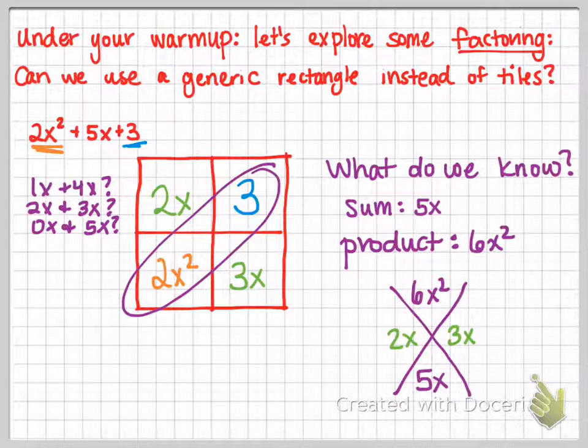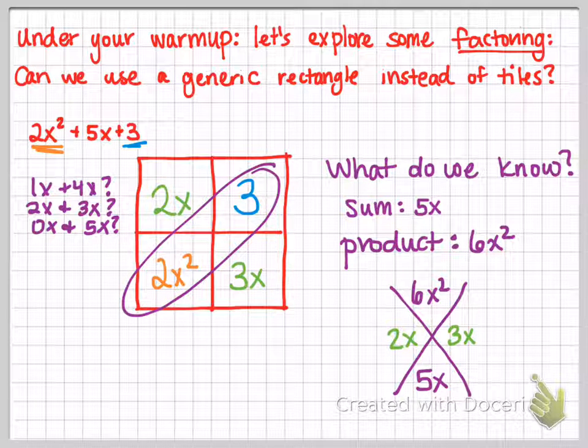Once I figure out that that's 2x and 3x, then I'm going to fill those in my generic rectangle, because those are the 2 that I want to actually add up to the 5x. I want to use 2 and 3, not 1 and 4 or 0 and 5. It doesn't matter which one I put in which box, so I can do that in either order. Once I have that, then the only thing that's left is I have to fill in the outsides of my generic rectangle to get my base and my height for my product.